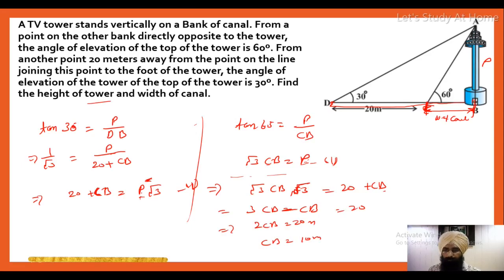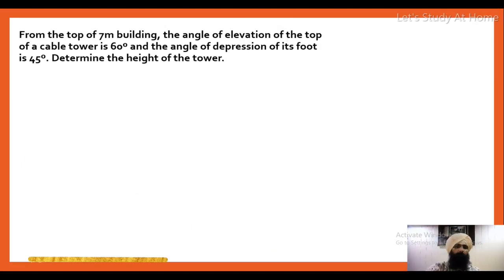Wow, 10 meter wide. How wide is it? The width of the canal is 10 meter. Okay, good. Now I want to find the height of the pole. What is the height? The perpendicular means that is CB into √3, means 10√3. How simple, friends, math is too much easy. If you are with me, math will be on your fingertips. Just put in a little effort.